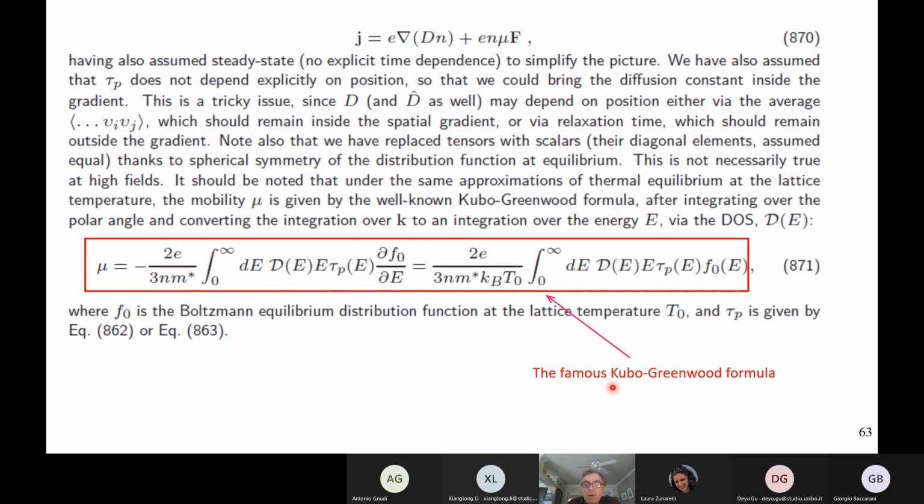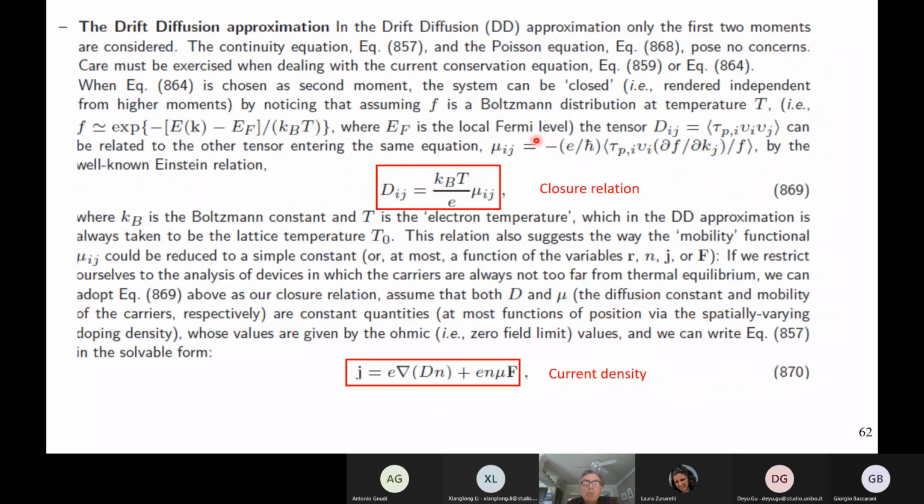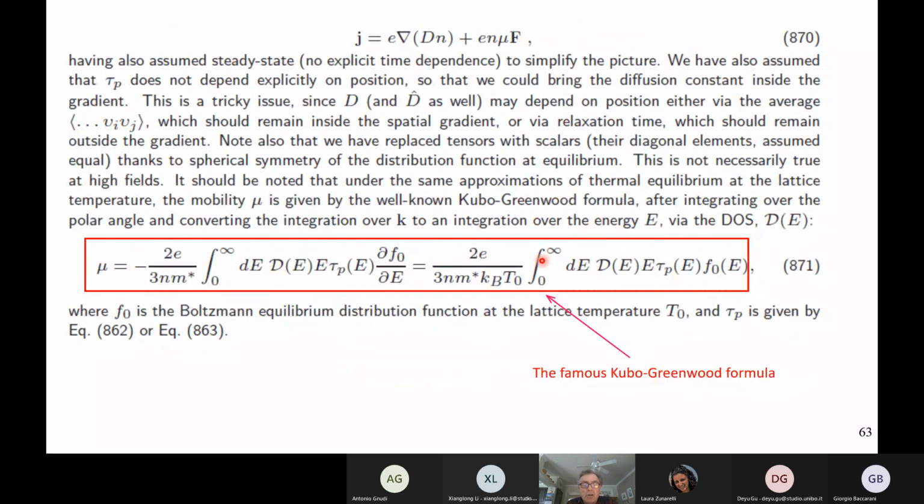This has a name, Kubo-Greenwood formula. You may call this expression actually the Kubo-Greenwood formula. This is what we get also from linearizing the Boltzmann equation, which is essentially what we're doing here. Okay.